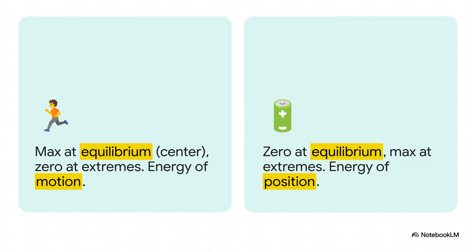So just look at this. They're perfect opposites, like a seesaw. When kinetic energy, our energy of motion, is cranked all the way up in the center, potential energy is at zero. And when the swing hits the edge and stops, potential energy is maxed out and kinetic energy is gone. One is always handing the baton to the other.